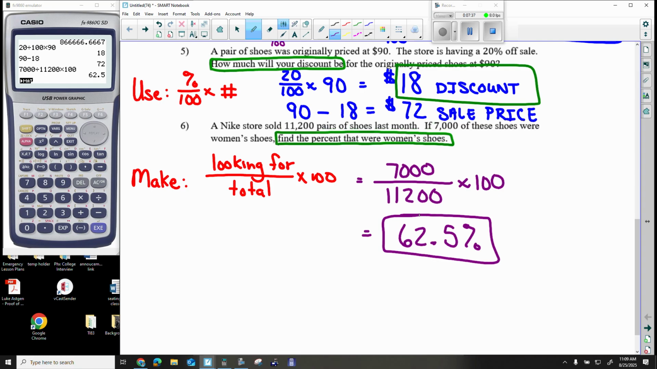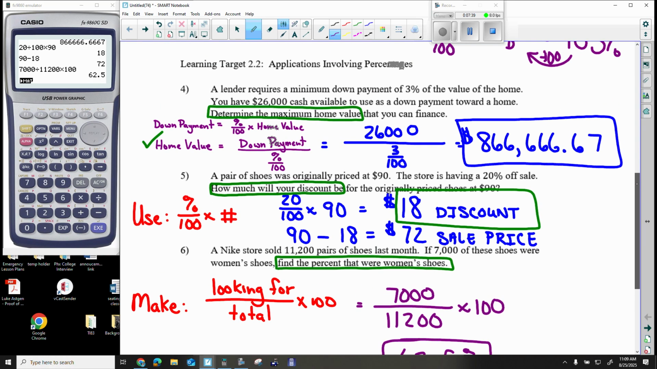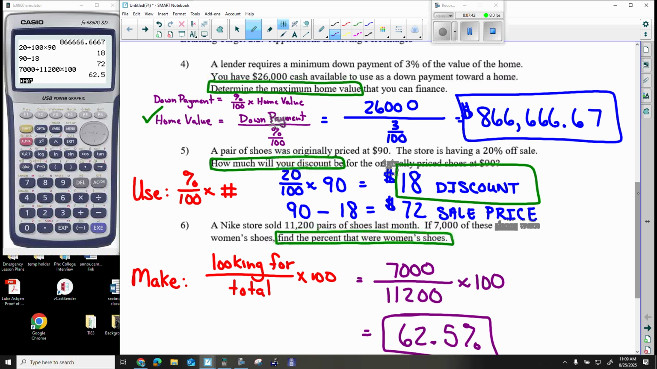All right, so that is the first page. Again, go back in the video to see if there's any formulas that I kind of scurried over that you might want to have on your formula sheet.